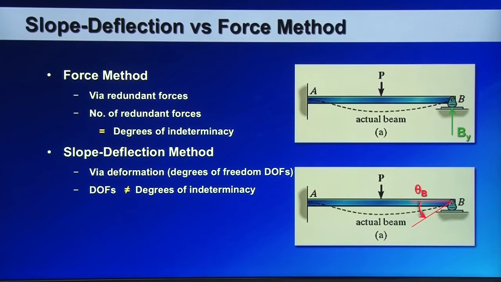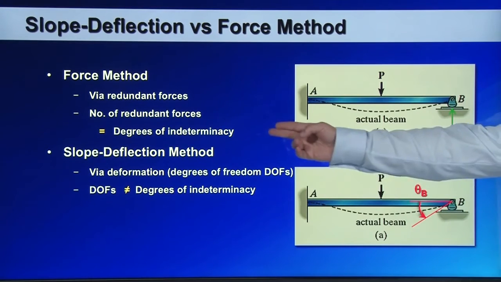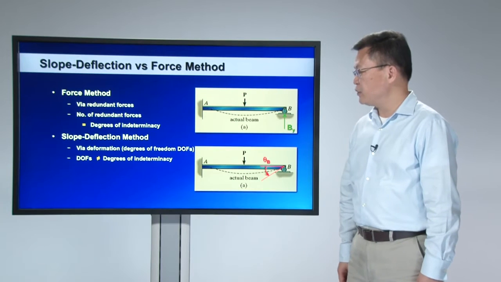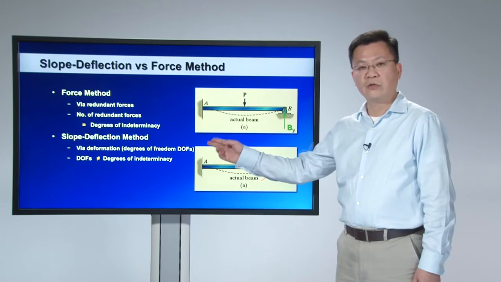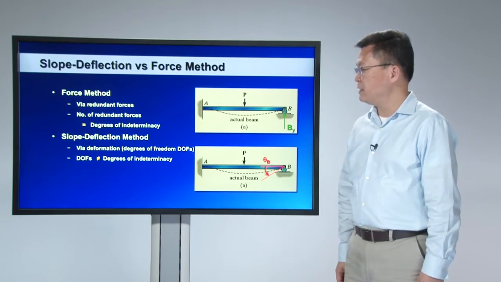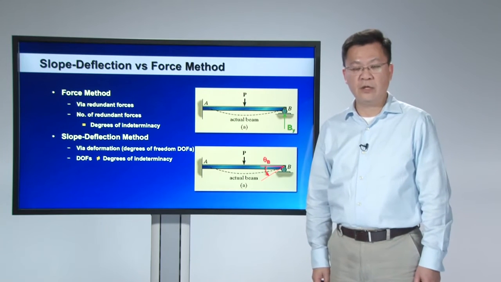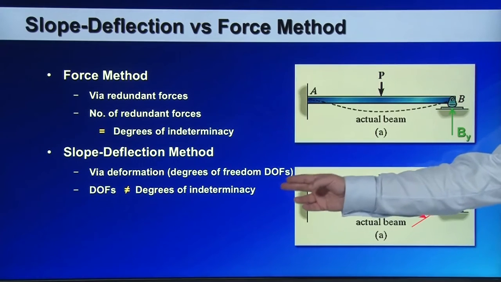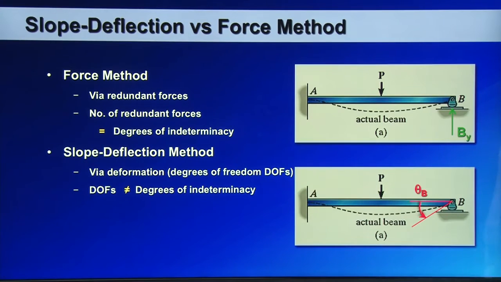So in this part, I will introduce another method called the slope deflection method. This method uses deformation as an unknown. So the deformation could be displacement or rotation angle. And these deformations are called degrees of freedom. So note that the degrees of freedom do not have to be equal to the degrees of indeterminacy.